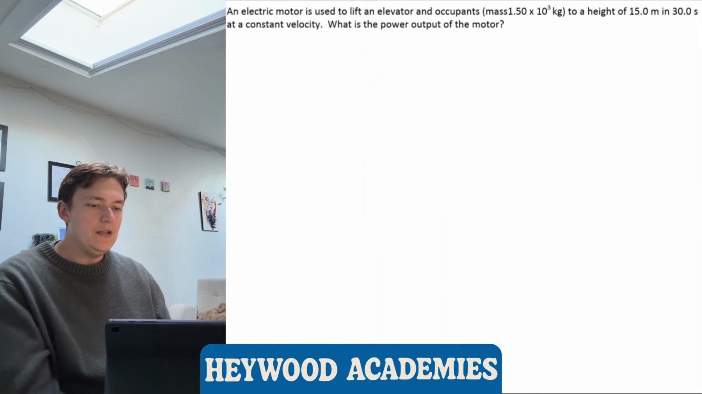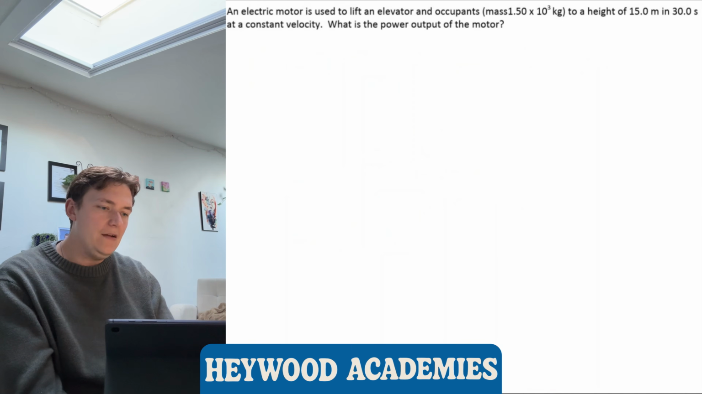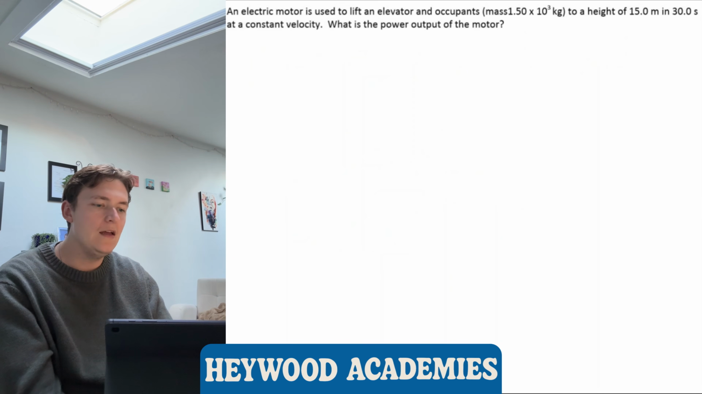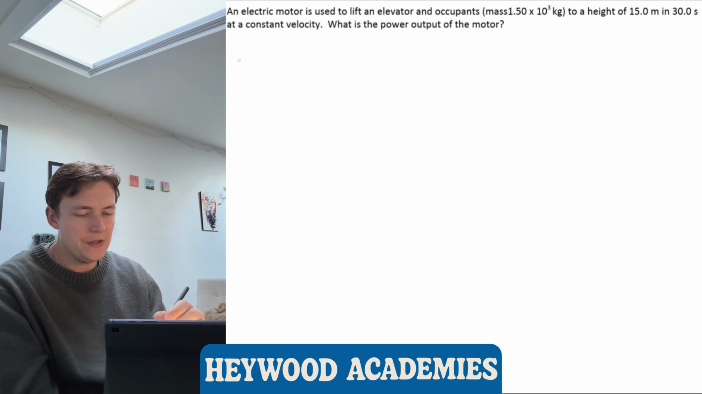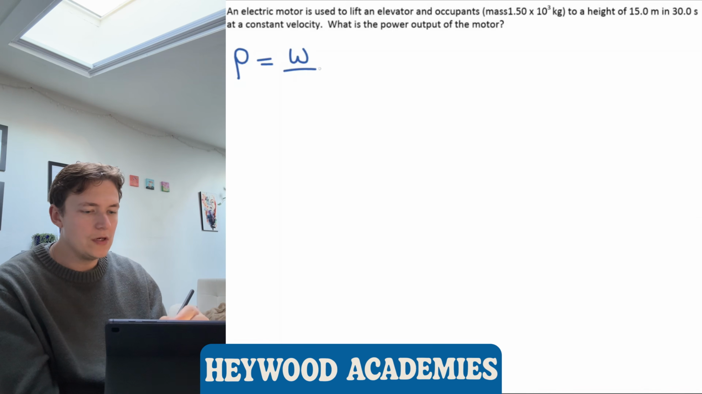An electric motor is used to lift an elevator and occupants with a given mass to a height of 15 meters in 30 seconds at constant velocity. What is the power output of the motor? Okay, let's see. So, start with that equation that we had from last time. Power is equal to work over time. The work in this case, we could think of this as change in energy again.